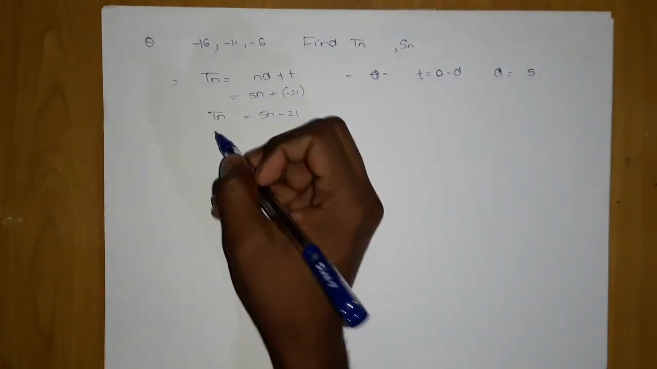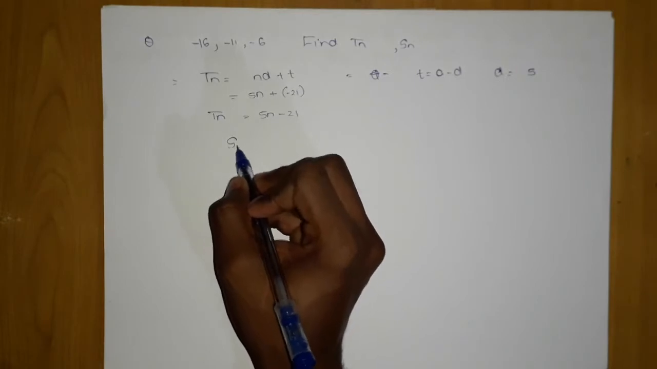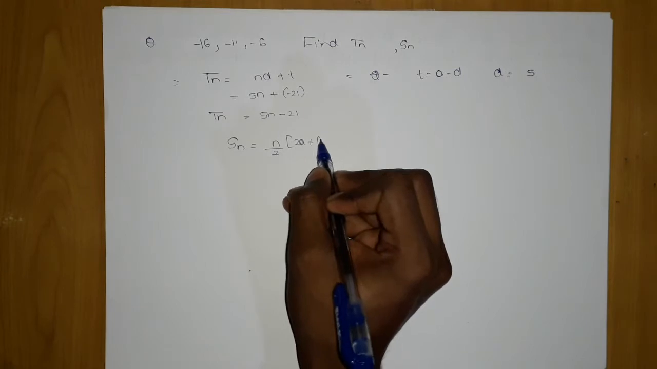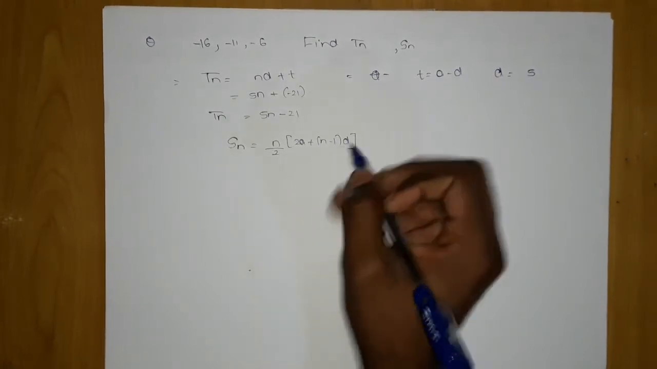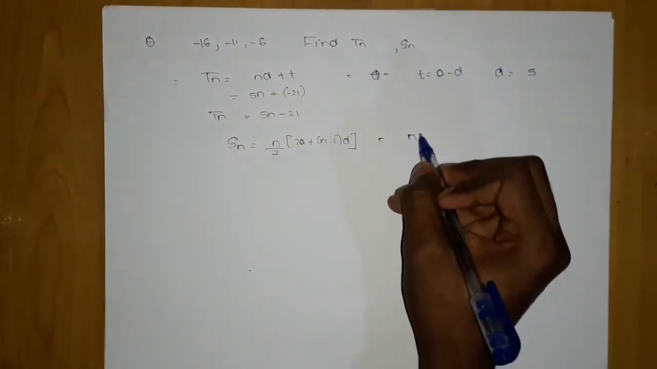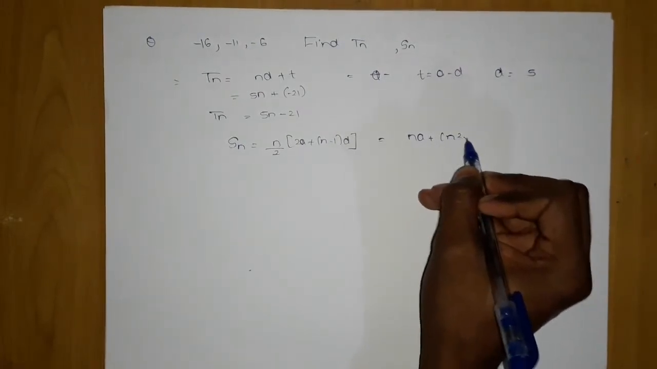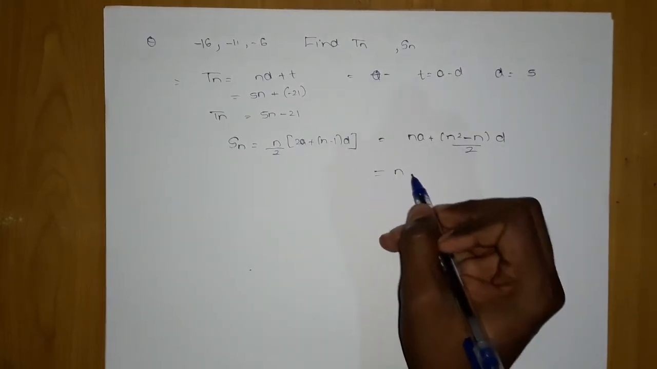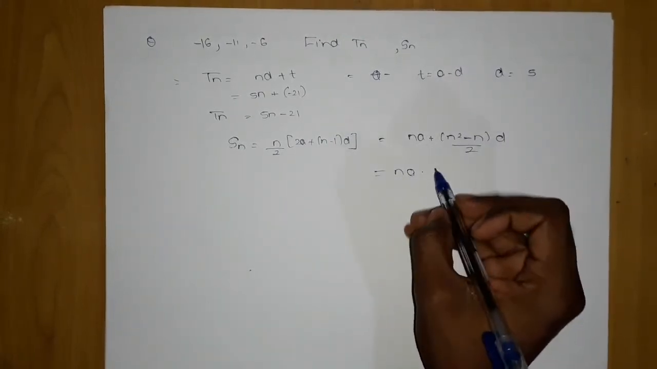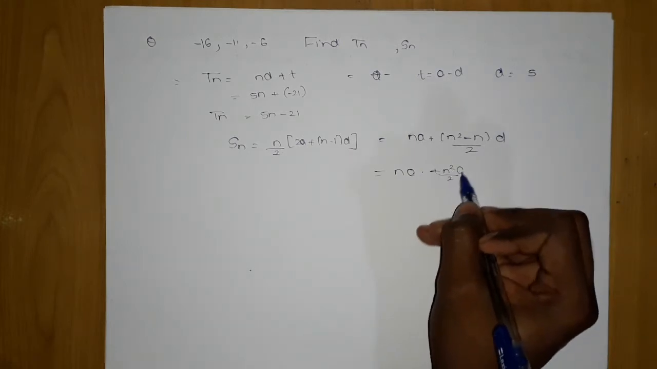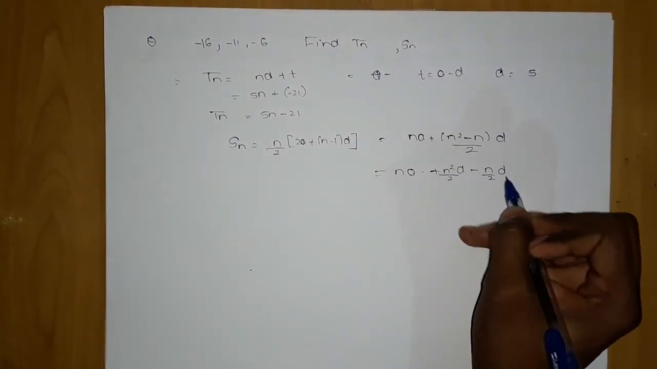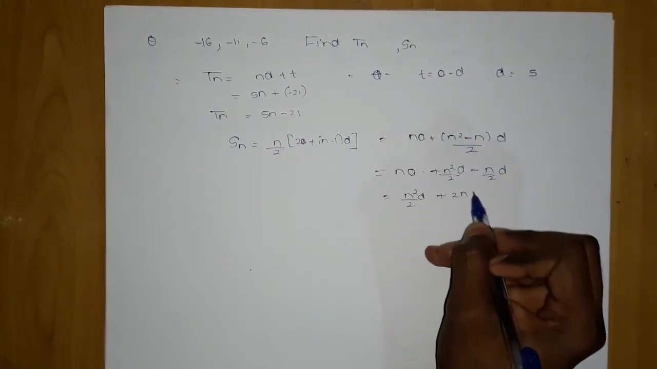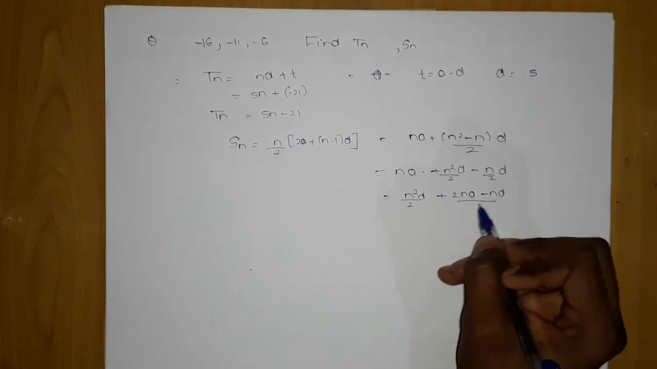Now how can I find Sn? For that the trick is as follows. First let me teach you this. Sn is n by 2 bracket 2a plus (n minus 1) into d. If I expand this, I get na plus (n square minus n) into d by 2. Further, if I expand, n square by 2 into d minus n by 2 into d, plus na.